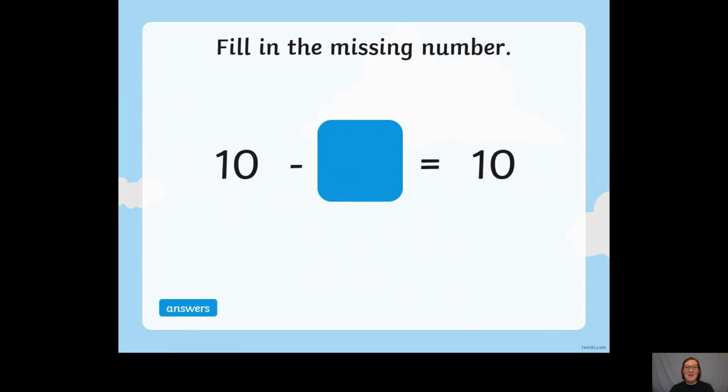Fantastic maths today. Okay. 10 subtract something gives me 10. I want you to pause the video here, write out the number sentence and fill in the missing number. Did you get it? Let's see. 10 subtract something gives me 10. Well, I didn't take anything away there. Let's see. It's 0. Fantastic.